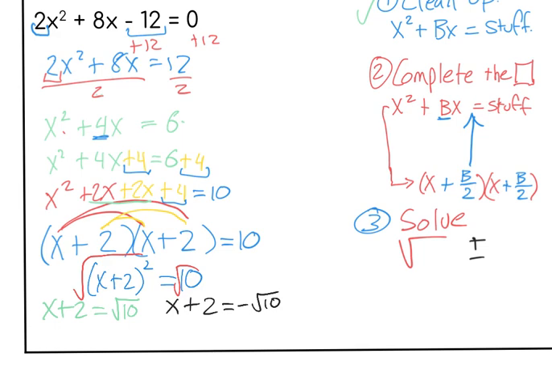To finish this up, we've got to solve both equations for x. I'm going to subtract 2 from both sides. Those don't combine, so we end up getting root 10 minus 2. And the same thing on the other side, we end up getting negative root 10 minus 2. At this point, that's the end of the problem. We've solved, and we're done.